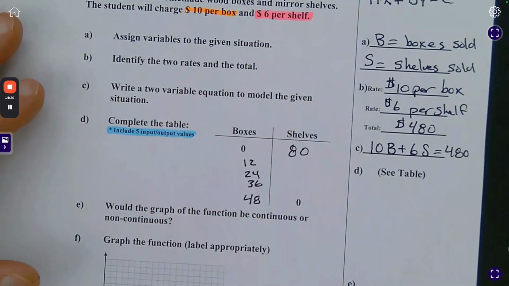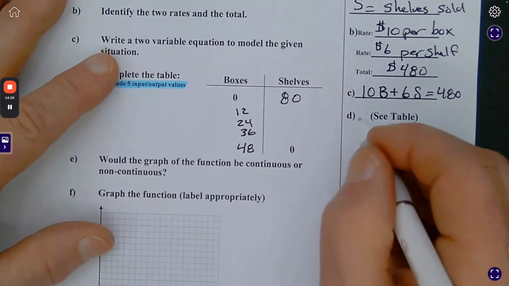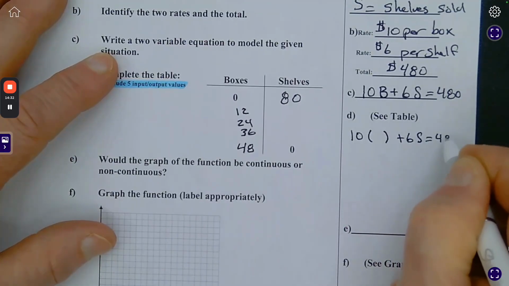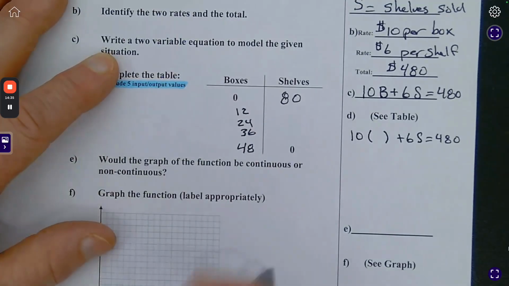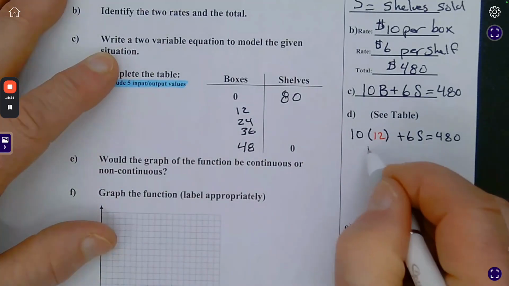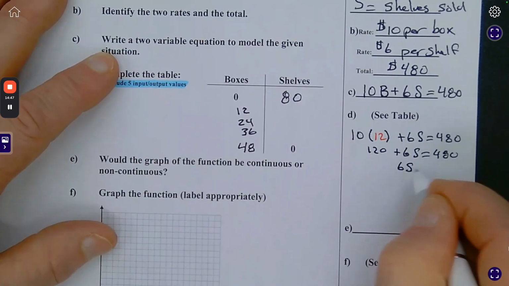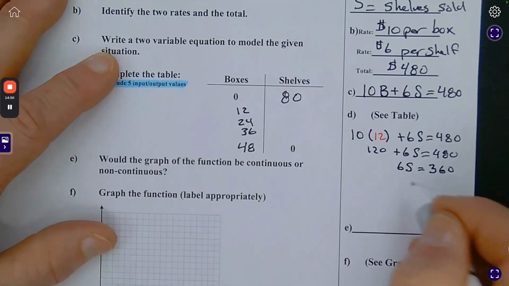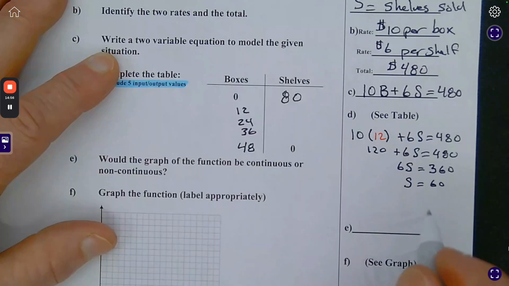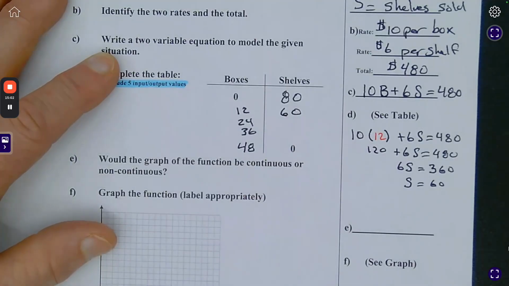Now what I'm going to do is input those for the boxes. I'm going to go to my equation, and where I see a B, I'm going to replace it with the number of boxes that I want to put in. So let's say I sold 12 boxes. Well, that's $120. Subtract 120 from 480, and you get 360. Divide 360 by 6, and you get 60. So if I sold 12 boxes, to make $480, I have to sell 60 shelves.